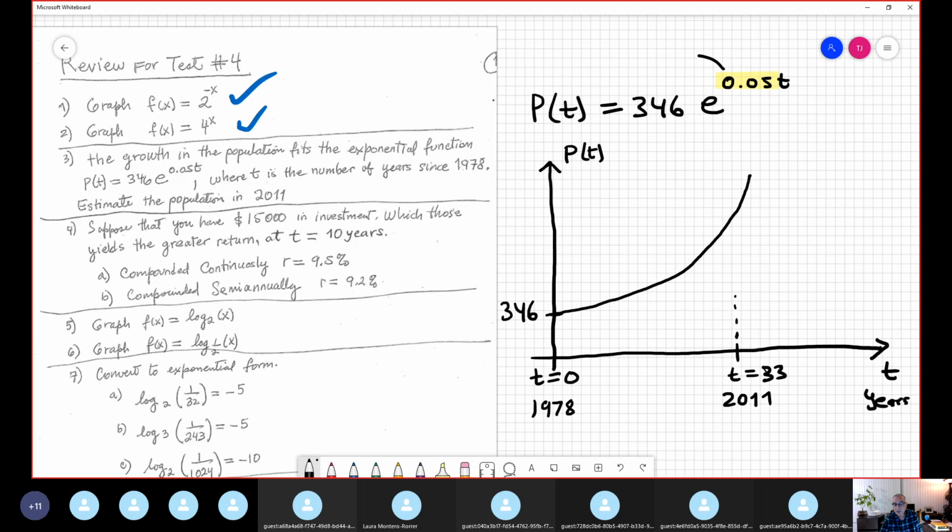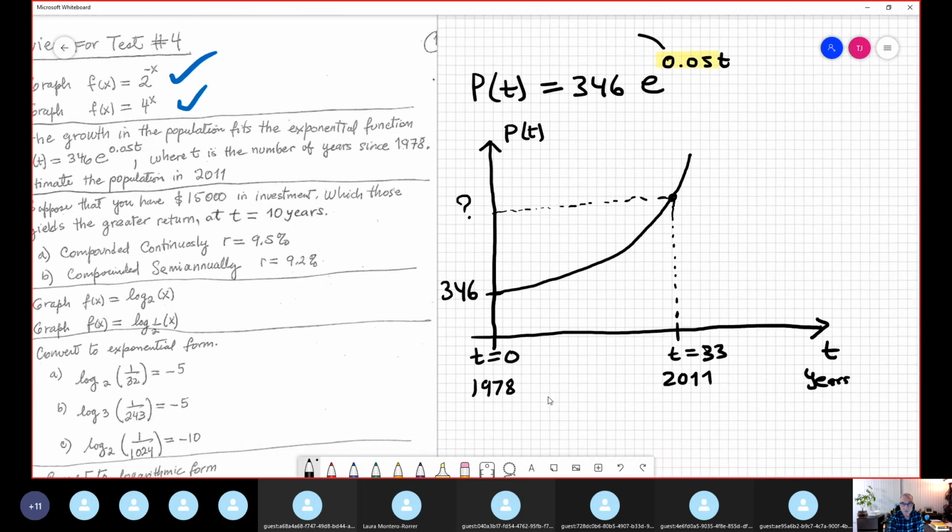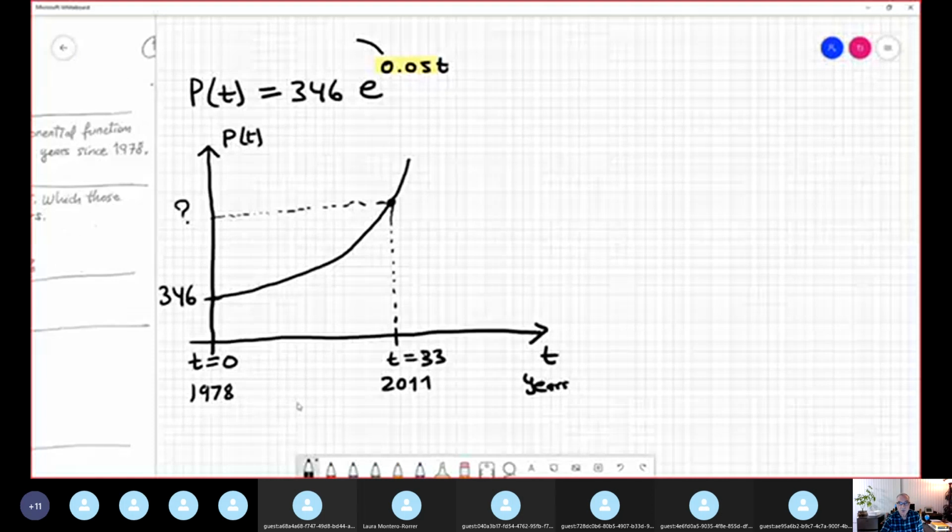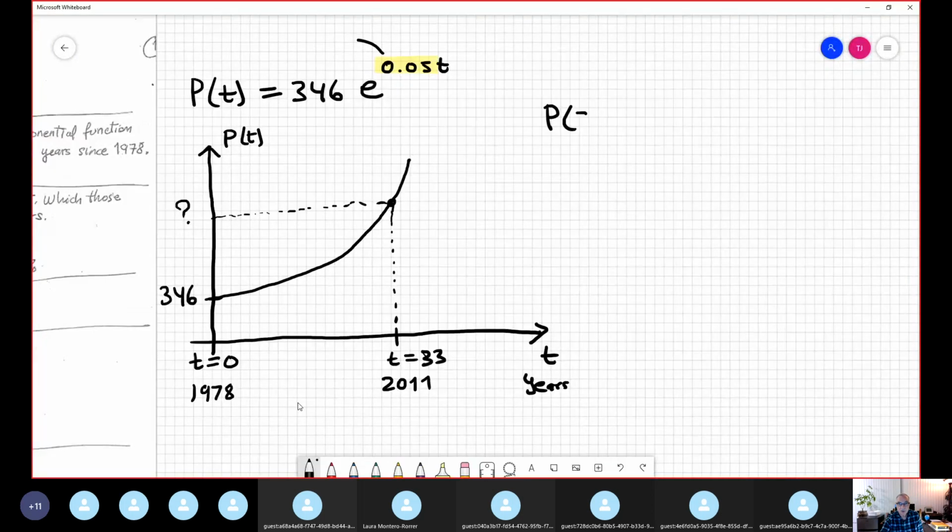Now I plug 33 into the equation, and you need to find the population at this time. Let's do it. This is the unknown. So the population in 33 years is equal to 346 e to the 0.05 times 33.